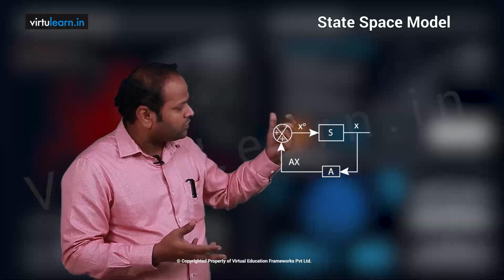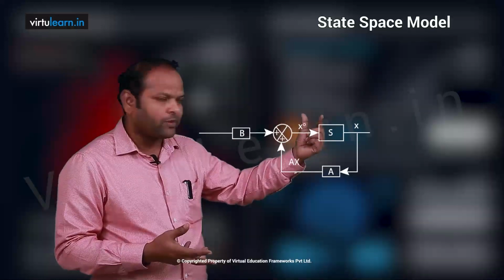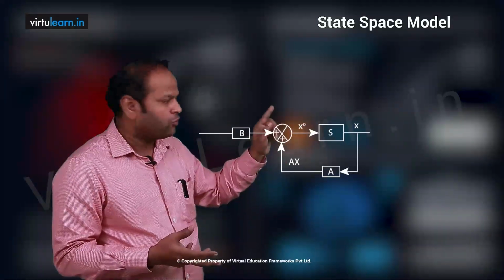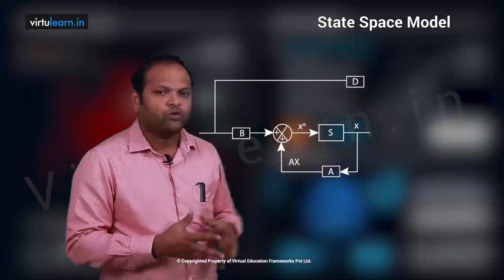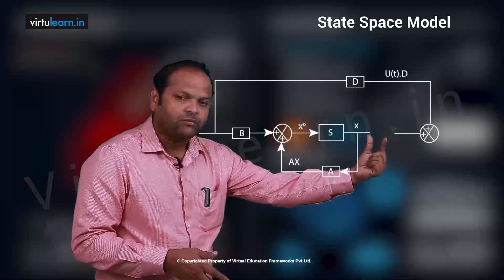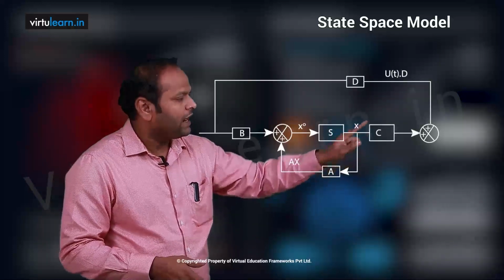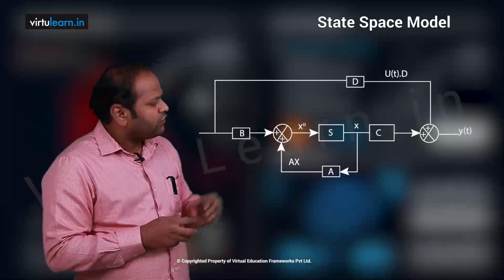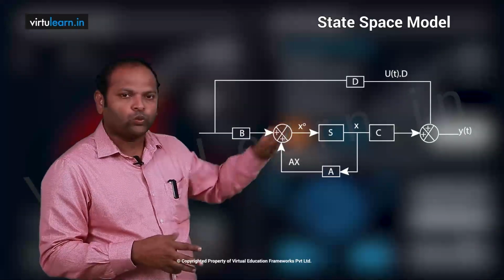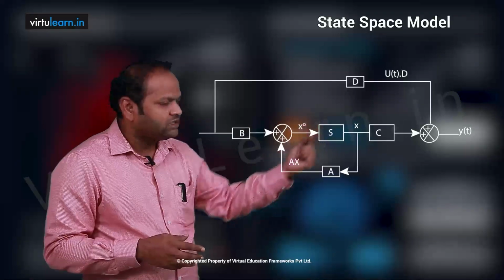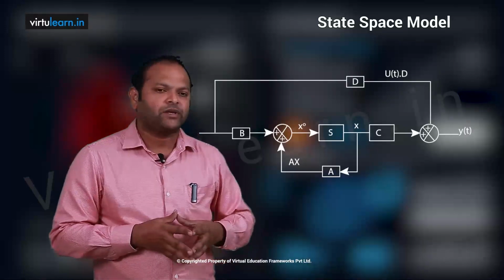For this input I have one more matrix B. So u, B, and it is given to a summing point. And I am taking one more from the input, I have D, and from D I have one more summing point here, and for this summing point one input is from U, the other input is from X into C, and when you add these two then you will get Y. So you can write the equations from this block diagram. What is Y? C into X plus U into D. What is X dot? X dot is X into A, and also we have B into U. Two equations, you can model it and represent it like this.